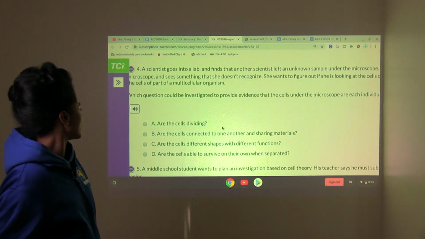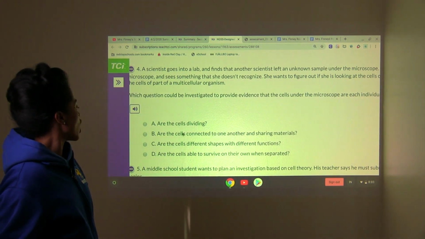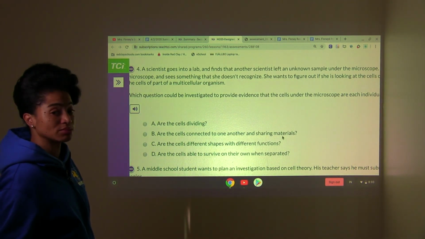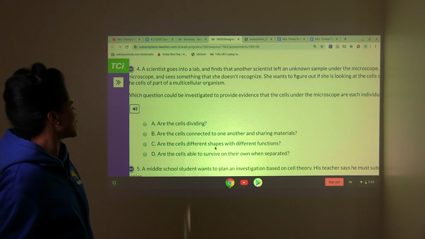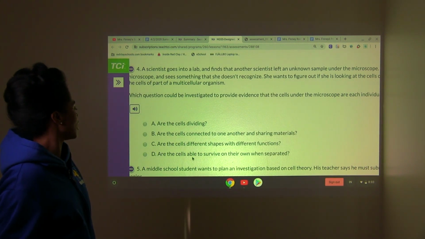A, are the cells dividing? B, are the cells connected to one another and sharing materials? C, are the cells different shapes with different functions? Or D, are the cells able to survive on their own when separated?